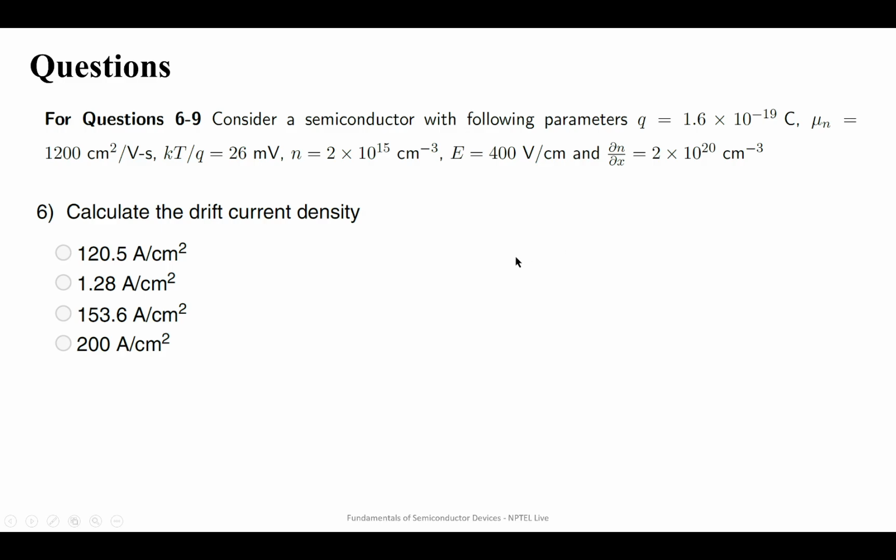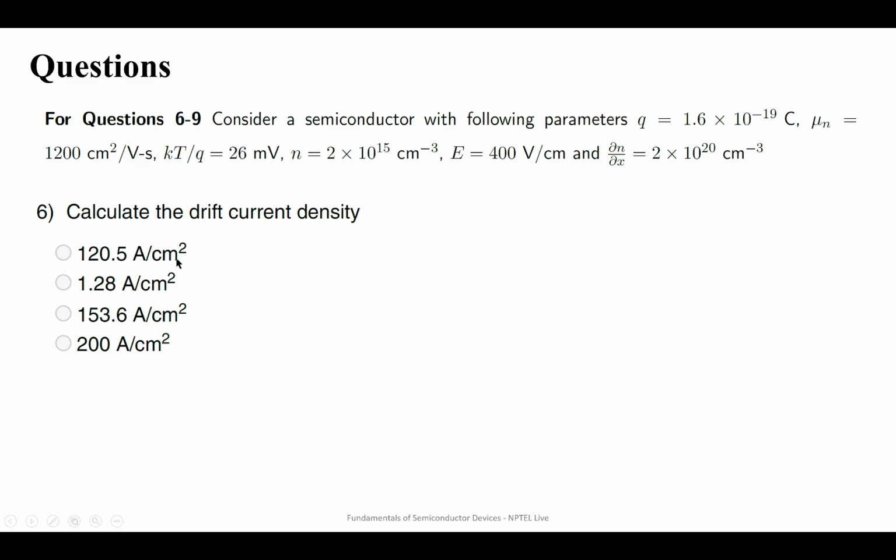For the next four questions, consider the parameters: q equals 1.6 into 10 to the minus 19 coulomb, mobility of electron equals 1200 centimeter square per volt second, kT by q you assume as 26 millivolts, n is electron concentration, which you take as 2 into 10 to the 15 per centimeter cube, electric field is given as 400 volt per centimeter, and del n by del x is given as 2 into 10 to the 20 per centimeter cube. From here, calculate the drift current density.